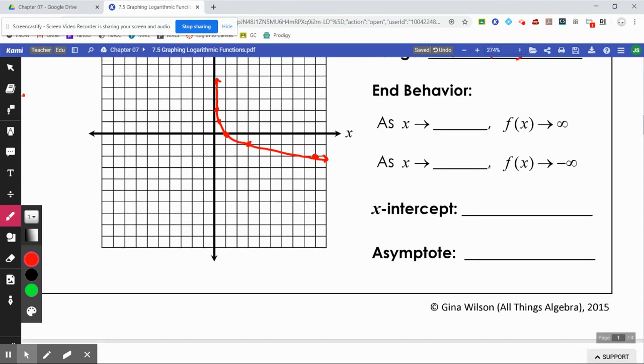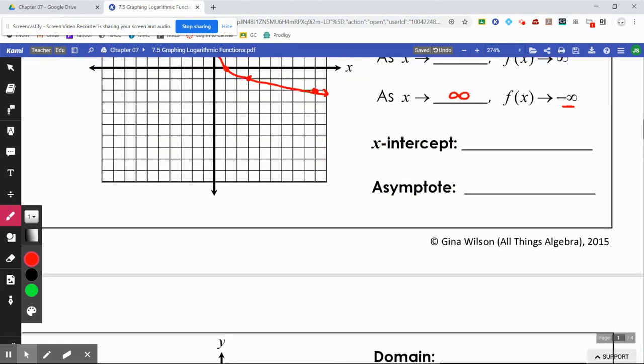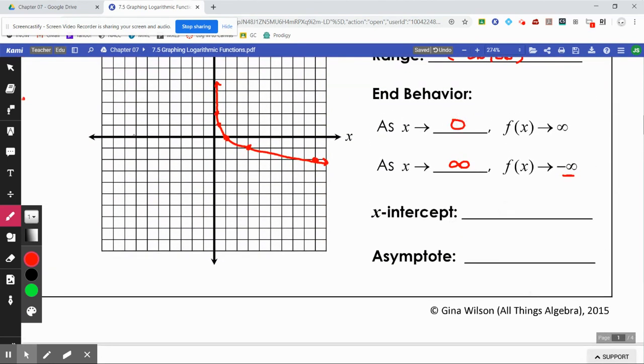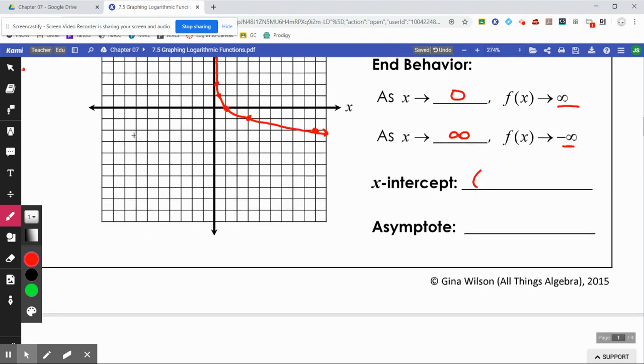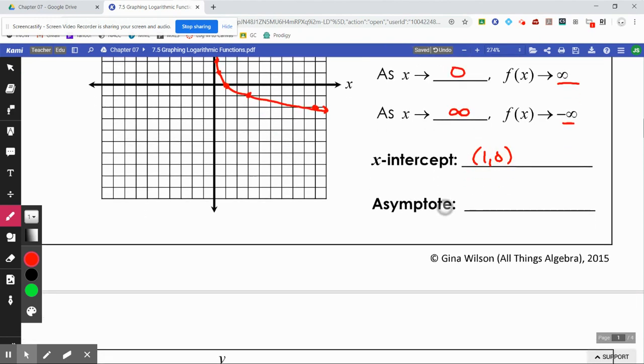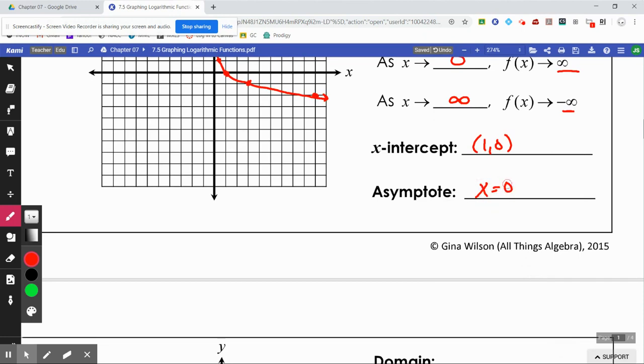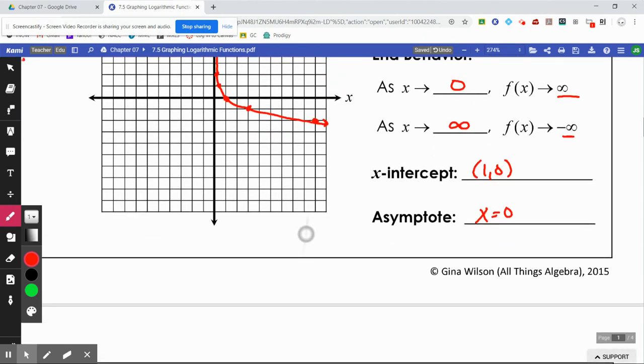So that would be as I go to the right, my graph decreases. As I approach 0, my graph increases. So they flip-flop those on me. My x-intercept is at (1, 0). And my asymptote line, again, is the y-axis, x equals 0.